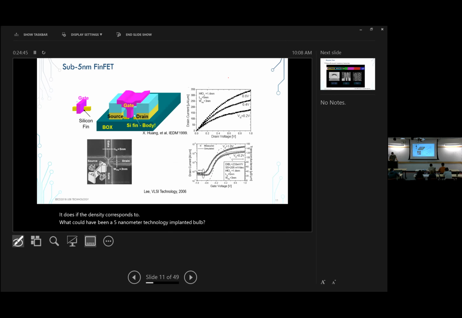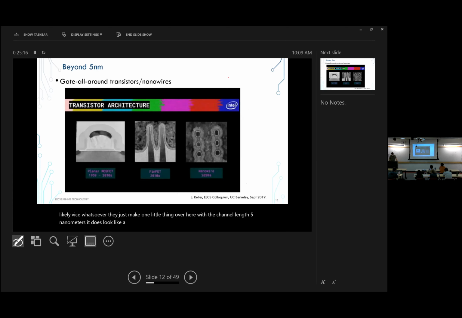Now, people can totally make, like Intel was able to make, a 10 nanometer device back around 2000. People can still make these FinFETs shrink down to sub-10 nanometers. They did it like 15 years ago. But this is not a manufacturable device whatsoever. They just made one device with a channel length of 5 nanometers. It does look like a transistor, but it's not what it's supposed to be.